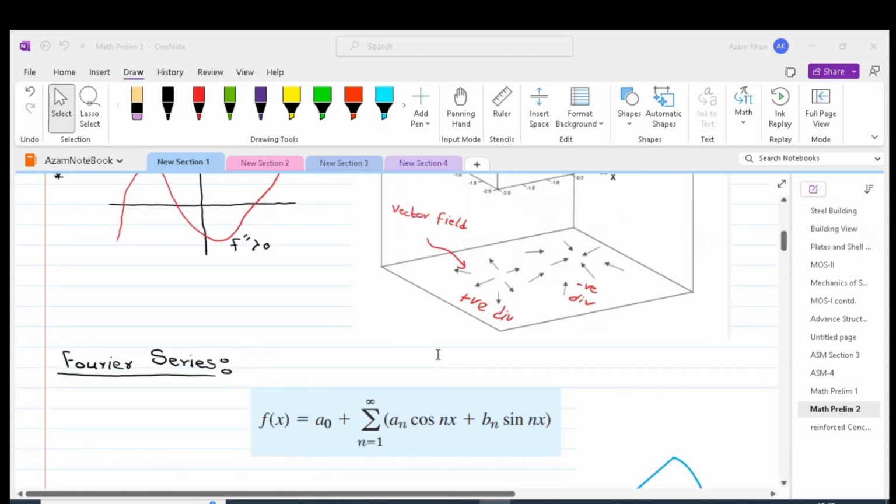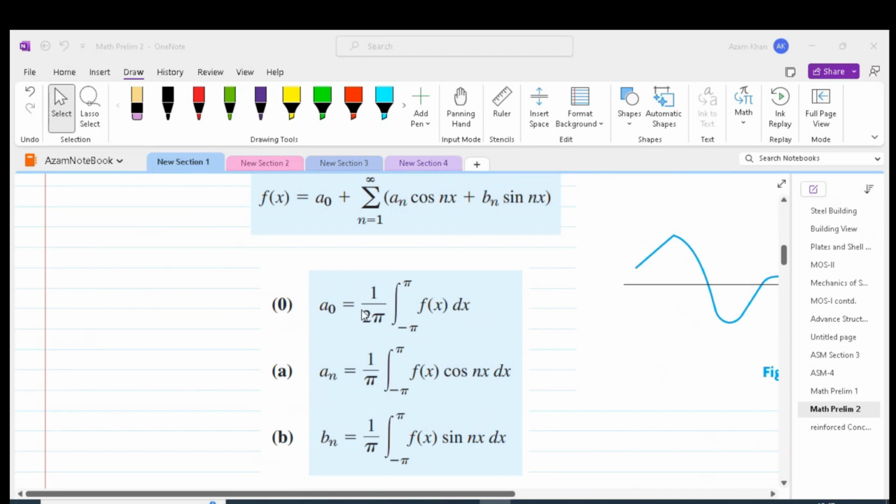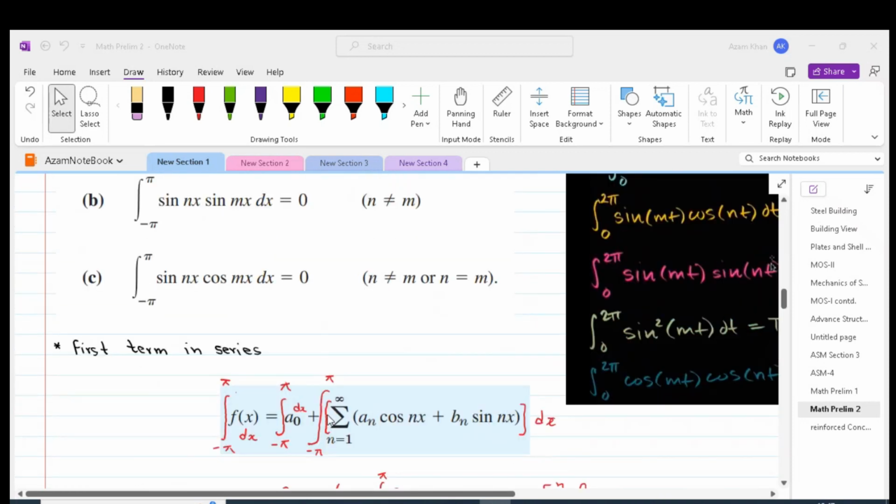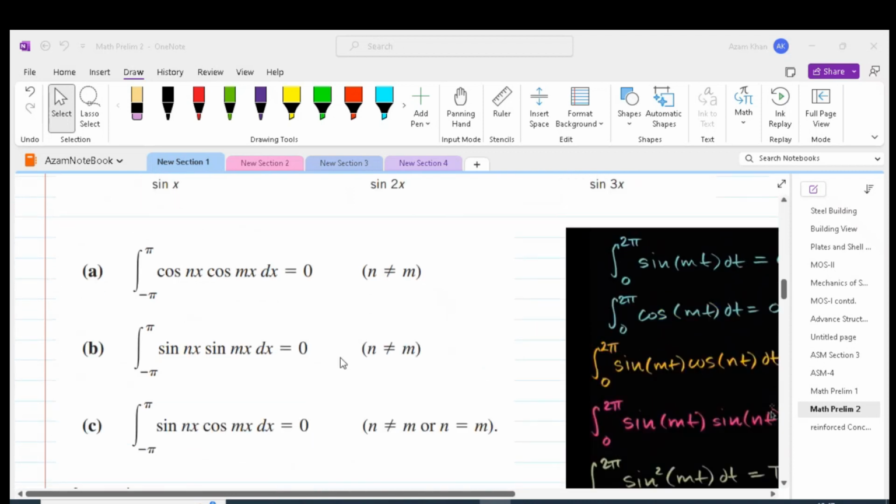Now, let us try to understand how these coefficients are derived. Before discussing the derivation of these coefficients, it is important to appreciate that there are some orthogonal trigonometric functions whose integrals are zero. So, for example, if we have the trigonometric functions cos nx and cos mx, and we integrate their product between minus pi and plus pi, we will always get 0, and we can prove it by expanding the product, as long as n is not equal to m.